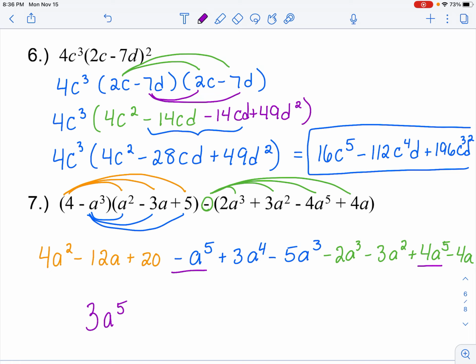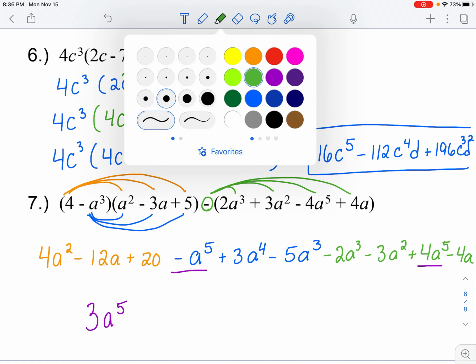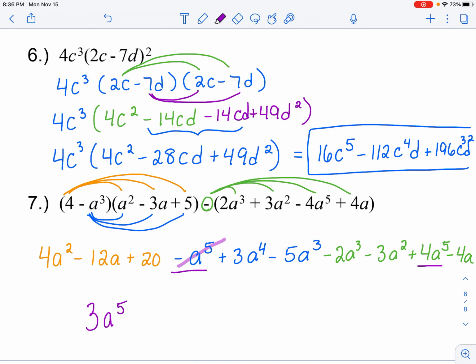If you want to cross things off as you use them, you're welcome to do that. Maybe I'll do that with a highlighter so I can see what I've done. So those are gone now. Now I want to focus on the a to the fourths. A to the fourth, and that's my only one. So I'm going to have plus 3a to the fourth. And now I can get rid of that. Then I've got my a cubes. Let's see, what other kind of line could I do here? We'll do 2 lines. A cubed, a cubed. Those two are going to combine to minus 7a cubed.